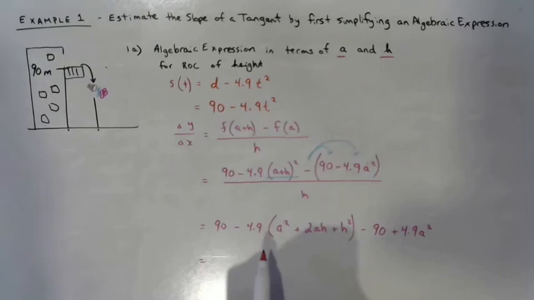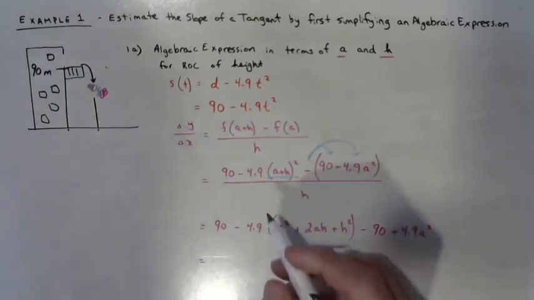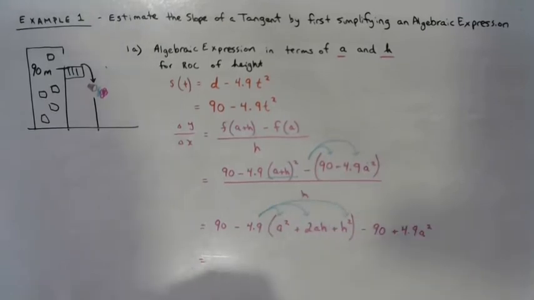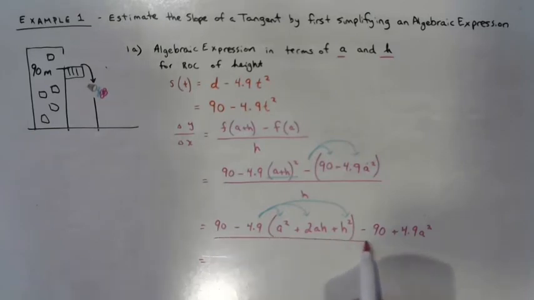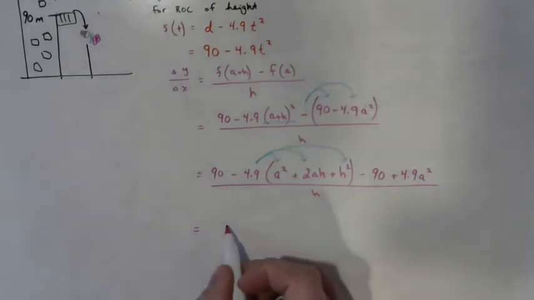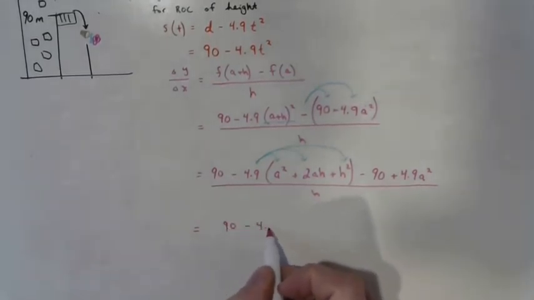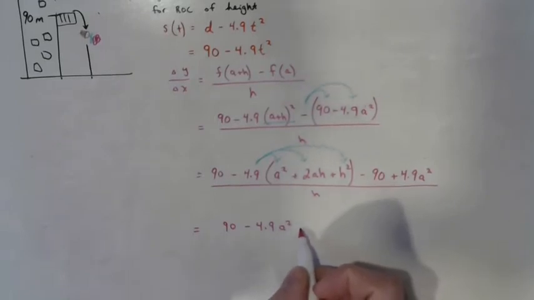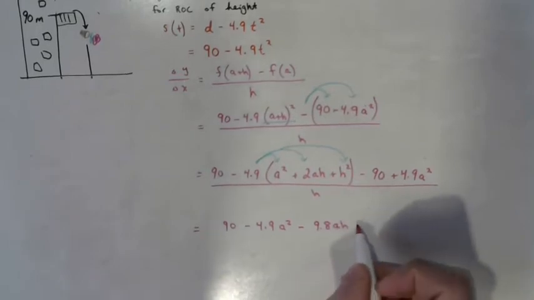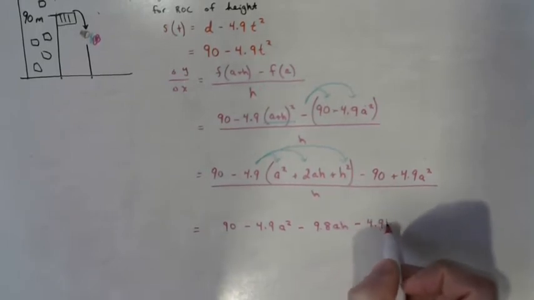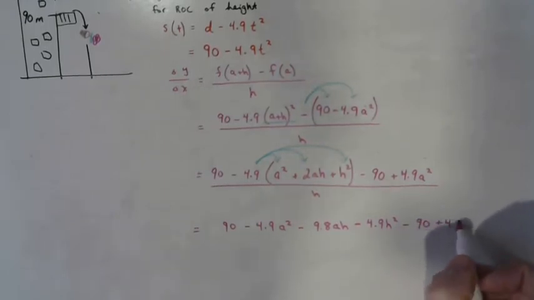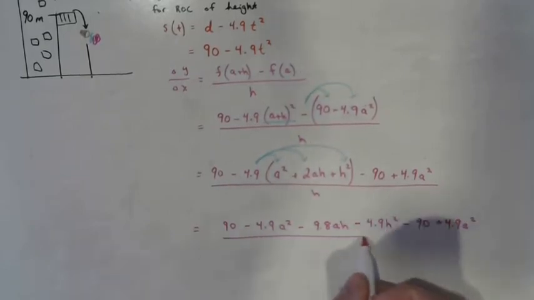And actually, we still need to expand this. We need to distribute the negative 4.9 to our trinomial before we do anything else. And this is also over h. So now we've got 90 minus 4.9a squared minus 9.8ah minus 4.9h squared minus 90 plus 4.9a squared, all still over h.